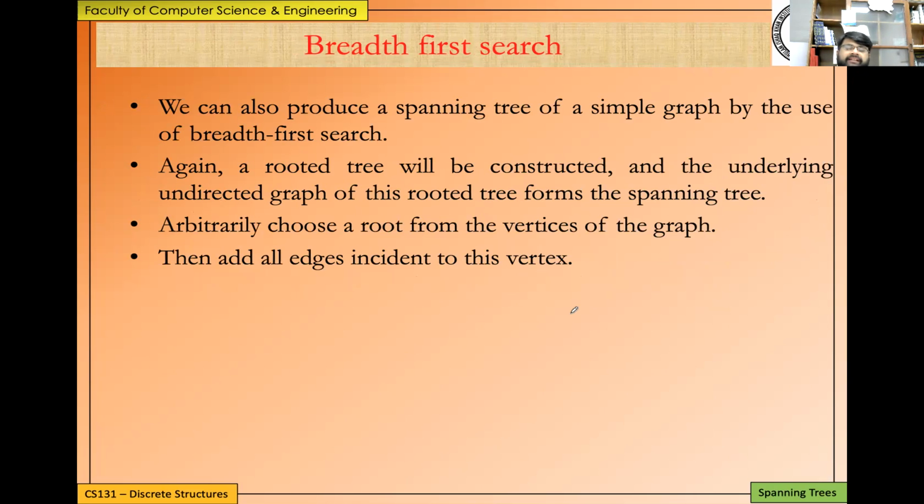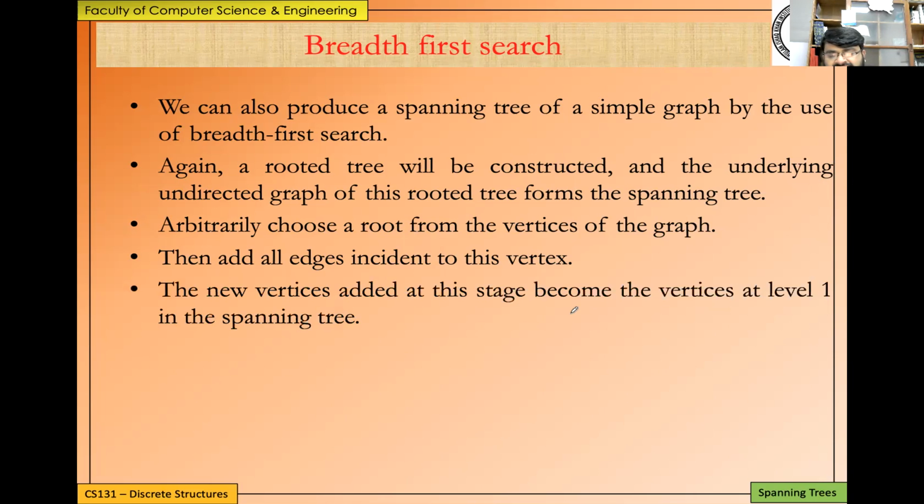In the earlier case, we were adding just one vertex, and we were just taking up the next connection and making sure that we are not repeating a vertex. In this case, what we do is we add all edges incident to this vertex. Then the new vertices added at this stage become the vertices at level 1 in the spanning tree.